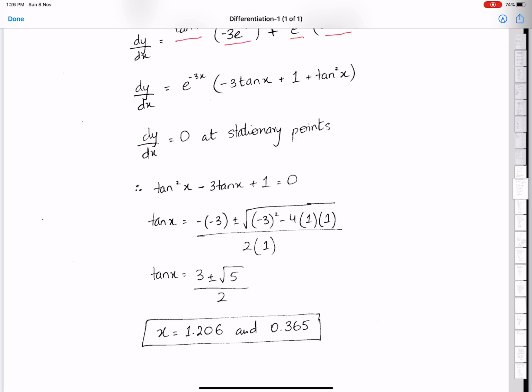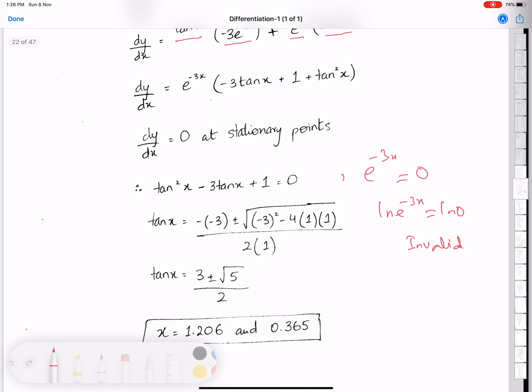e to the minus 3x has no solution, because when you take ln, it will be invalid. I'll try to always mention this in the solution. And this tan square minus 3 tan x plus 1 is the quadratic equation, and for that we need to use the quadratic formula. So here are two answers. Since tan is positive in both the answers, this is the first answer and this is the second answer, and both answers are in radians.